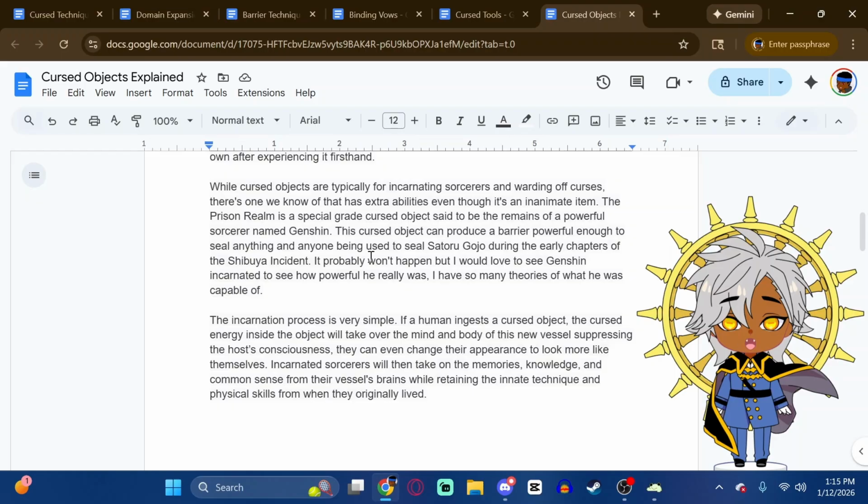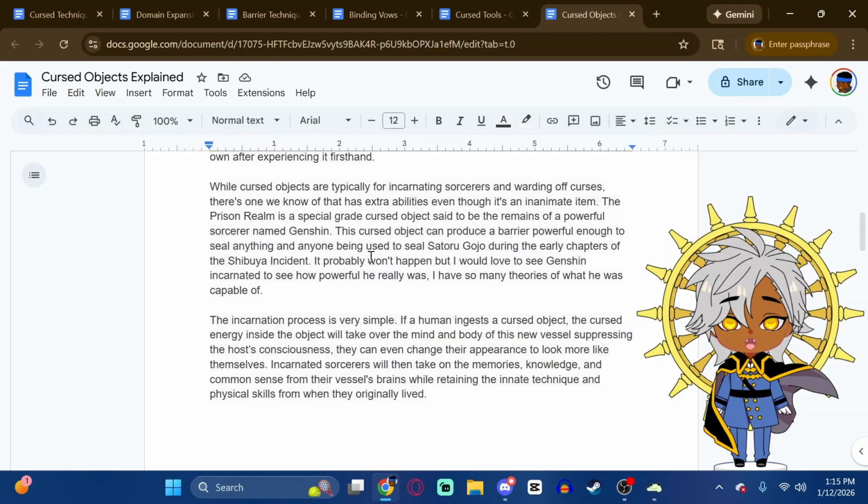It's really unknown if consuming the prison realm, as uncomfortable as that would be, would reawaken Genshin, like if it would reincarnate him the way Yuji eating Sukuna's fingers did with Sukuna. But yeah, it has an innate ability based on Genshin specifically, and I want to say that's because Genshin might have applied that ability himself before his death, because it's kind of a loophole where, like I said, cursed objects can't be destroyed, but they also can't harm anybody.